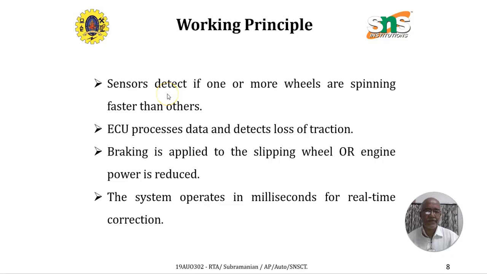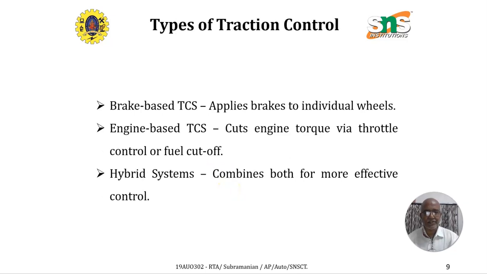Here you can see the working principle of the traction control system elaborately. Once the sensors detect that one or more wheels are spinning faster than the others, the electronic control unit processes the data and detects the loss of traction. Braking is applied to the slipping wheels or engine power is reduced with the help of the cylinder cutoff technology. This system operates in milliseconds for real-time corrections.